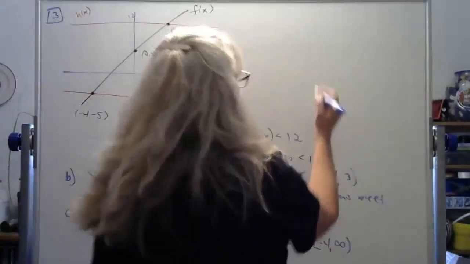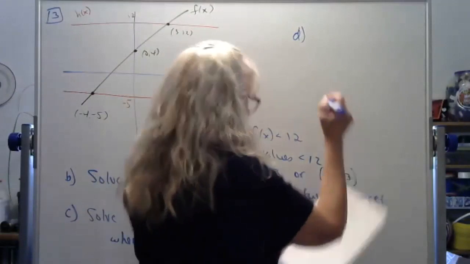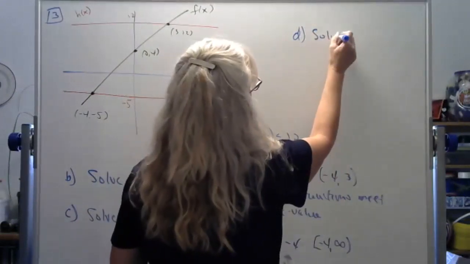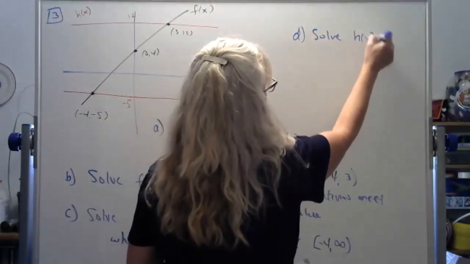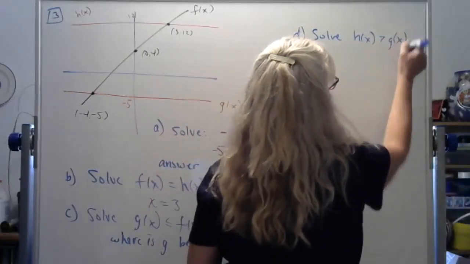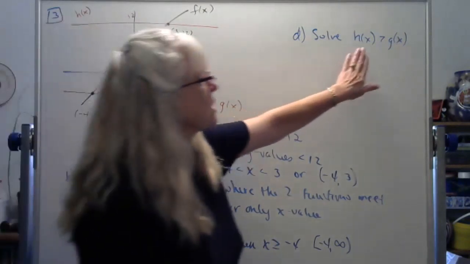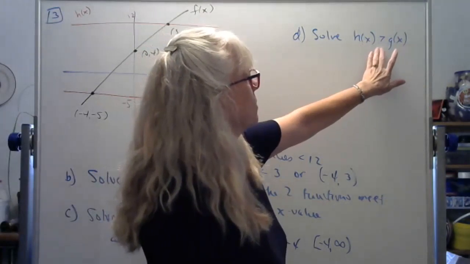So part D on that question asks us to solve h of x is greater than g of x. So h of x greater than g of x. Okay, well, h of x is the top horizontal line and g of x is the bottom horizontal line. So they're simply asking you, when is that top red line above the bottom red line?